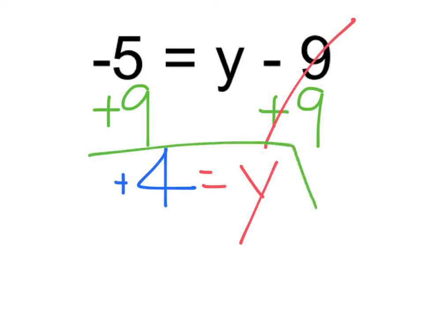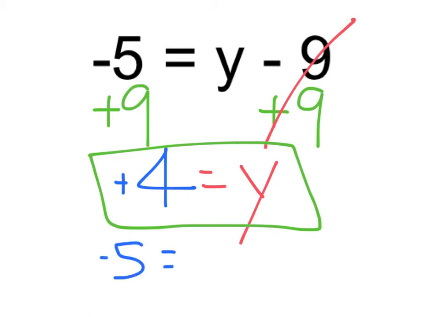And this is our answer, but let's check. Let's see if this is actually right. So I'm going to rewrite this equation at the top. So it's negative 5 equals, and instead of y, I'll put 4 minus 9. Does negative 5 equal 4 minus 9? It sure does. So this is the correct answer.